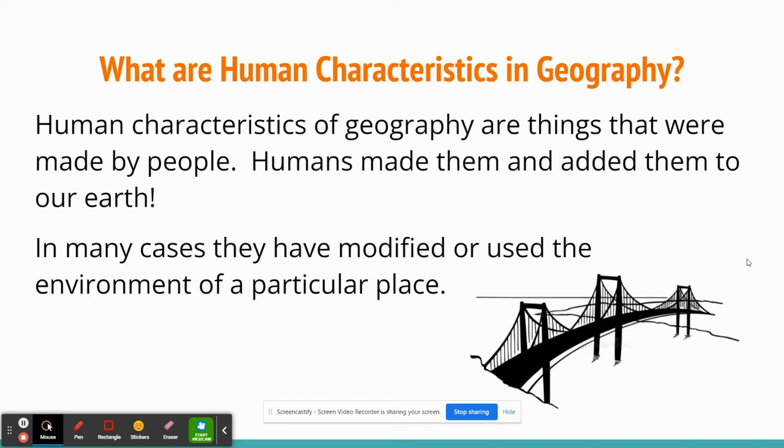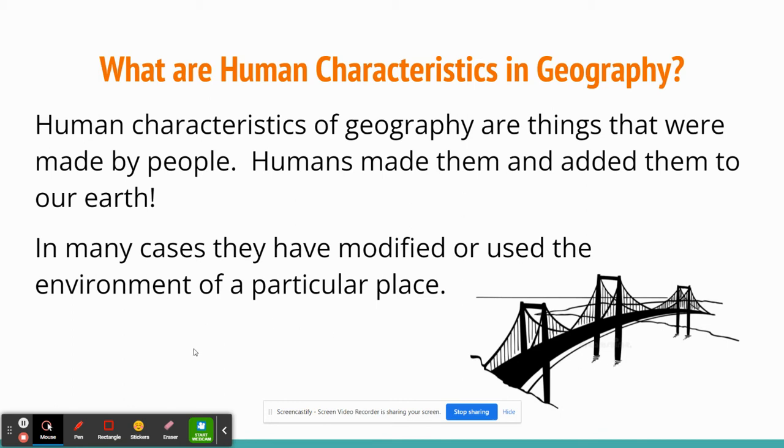So, what are human characteristics in geography? Human characteristics of geography are things that were made by people. Humans made these things and added them to our earth. So, for example, in the picture down here in the corner, we see a bridge going across. There's land on one side, land on the other side, and water going in between. The land and the water, those are natural characteristics of geography. But people came along and added a human characteristic. They added this bridge. So, this is now a human characteristic of geography.